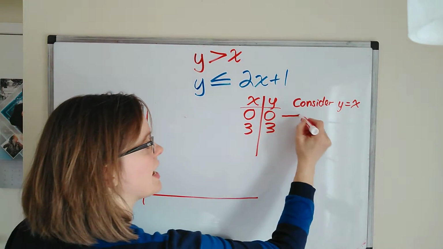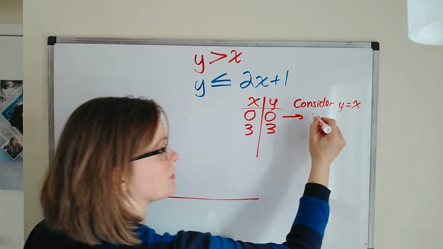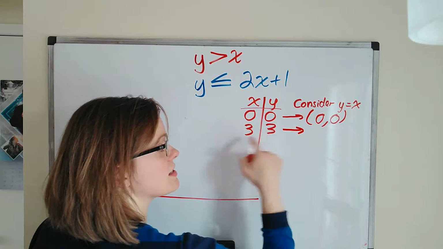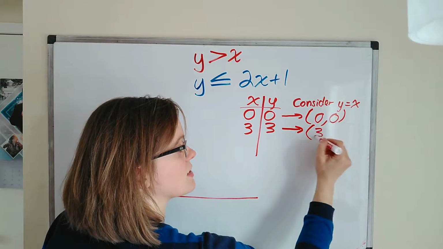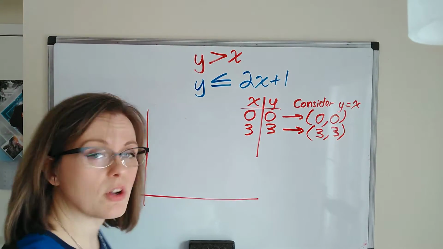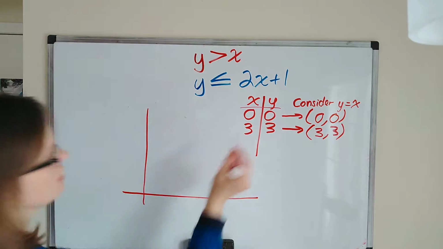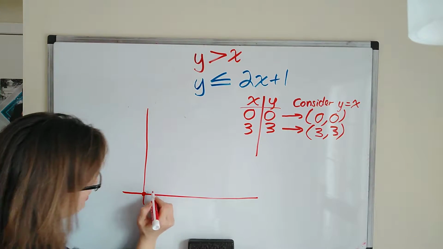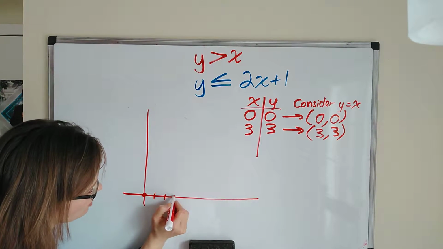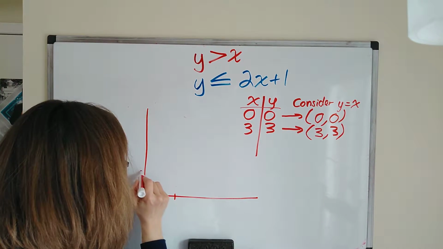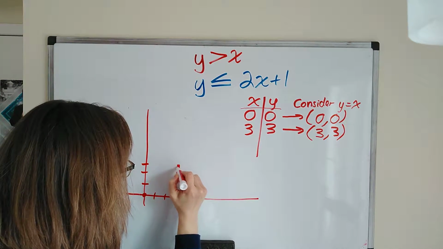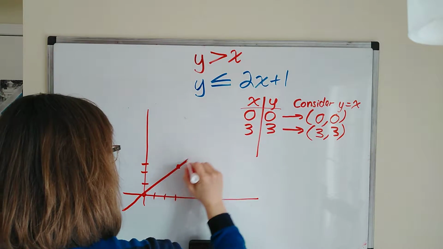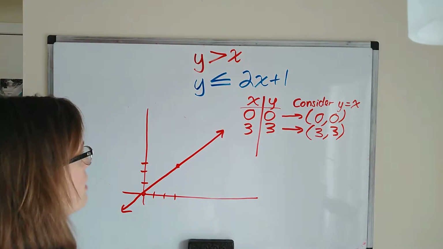Recognizing that this entry corresponds to the point 0, 0, and that this set of entries represents the point 3, 3, we'll go ahead and plot those 2 points. Well, 0, 0, we know that's the origin. Let's put that right there. And 3, 3, well, we walk over 3, walk up 3, and I'd say that point is probably about there. Now let's draw a line through it.